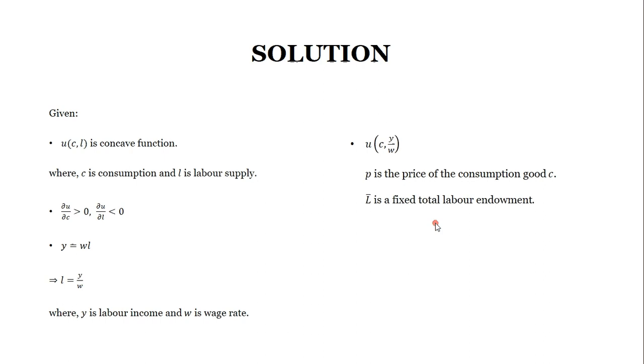Here P is also given as the price of the consumption good C. L bar is a fixed total labor endowment, and so L bar minus L represents leisure activities such as playing games, watching movies, etc. Now the first part asks about the slope of a curve. You have to do all these things in the YC plane. This is also mentioned in the question, so please be clear.